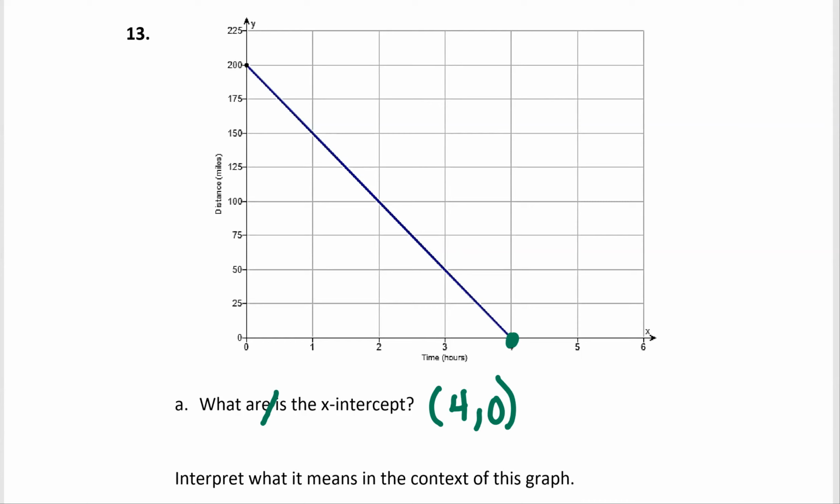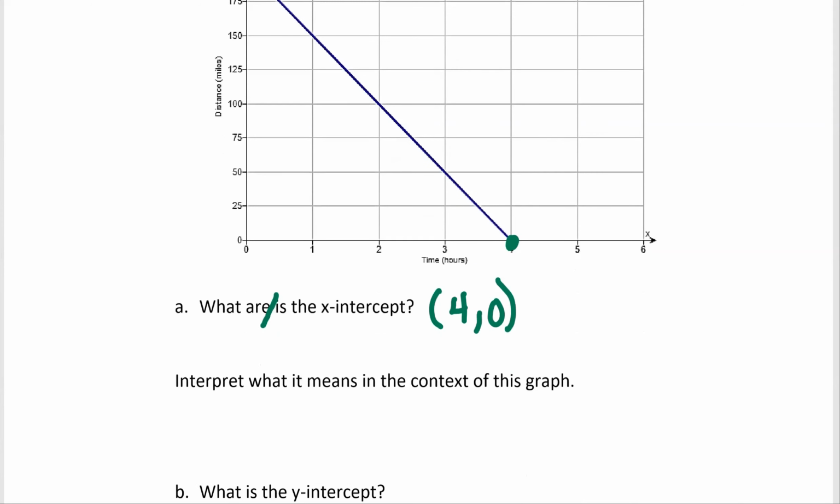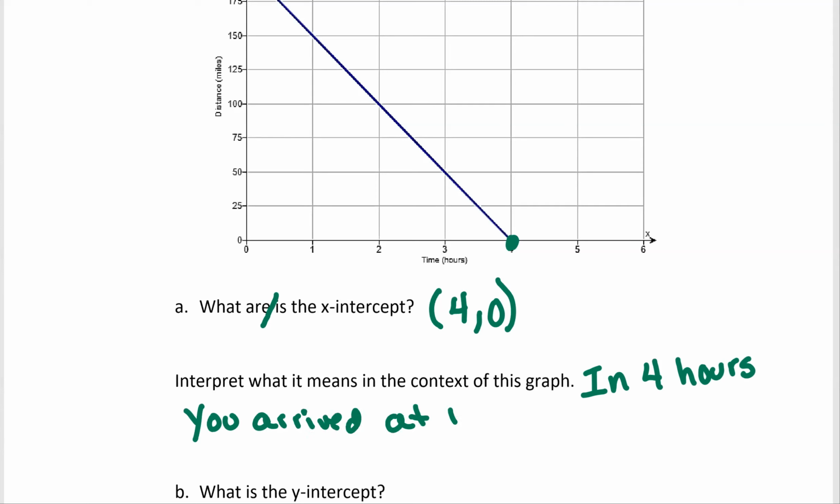Interpret what it means in the context of this graph. If the y-axis is distance in miles and the x-axis is in time, as in hours, in 4 hours, this person has arrived at their destination. So I'm just going to say in 4 hours, you arrived at your destination.